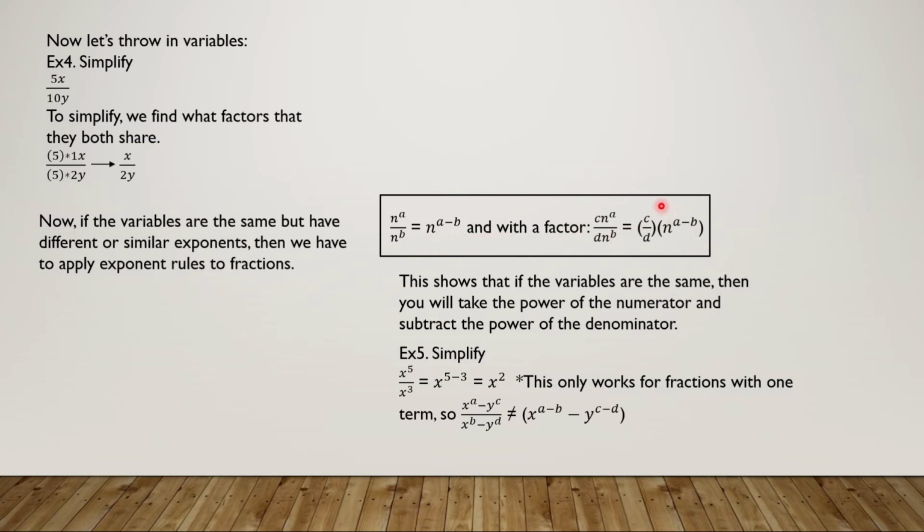And if you have a factor, it's literally the exact same formula, except c and d is their own fraction being multiplied to this relationship. So let's look at example 5 and see how we can simplify this.